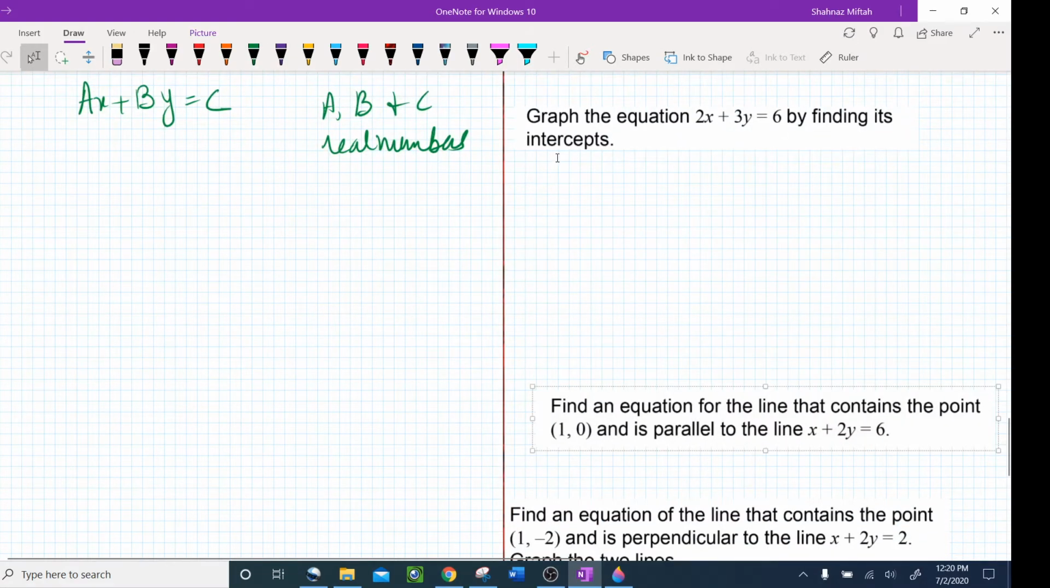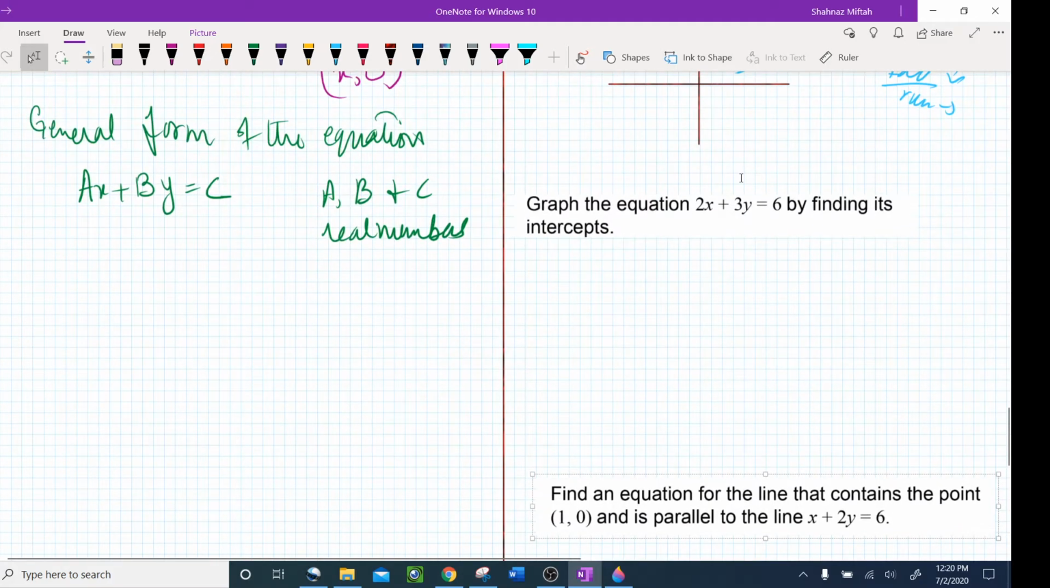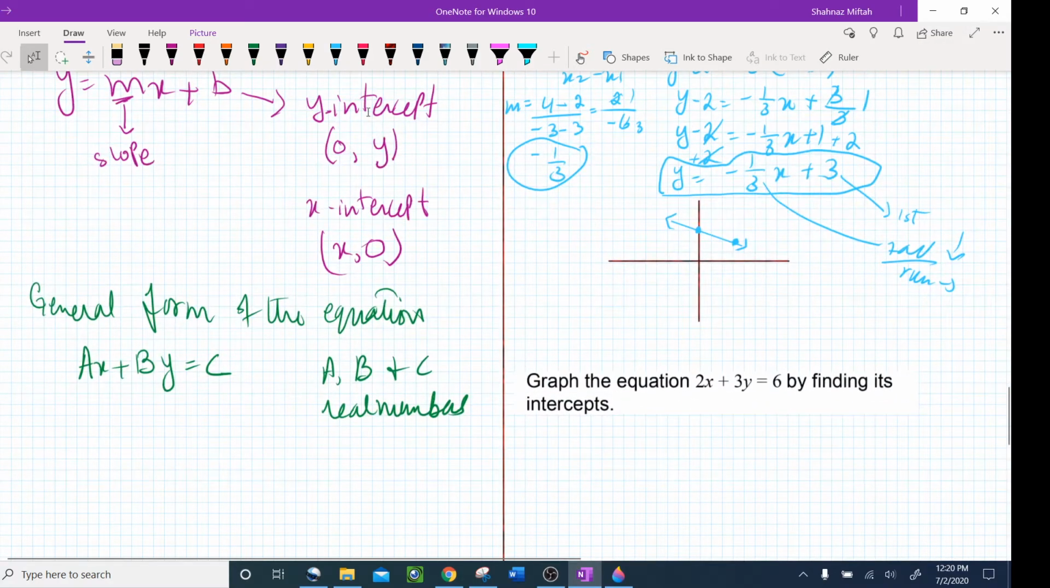Look at the equation. Example: graph the equation 2x plus 3y equals 6 by finding its intercepts. I'm graphing it, but they never said which method. They never said use slope intercept form. They never said to make a table. They said finding its intercepts. And since I explained these intercepts right there, this is the y-intercept and that's the x-intercept.